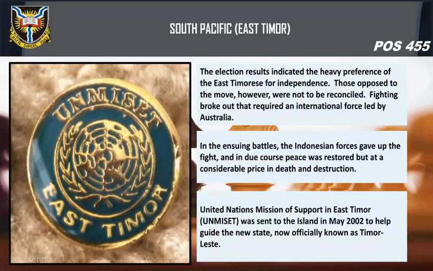The election results indicated the heavy preference of the East Timorese for independence. Those opposed to the move, however, were not to be reconciled. Fighting broke out that required an international force led by Australia. In the ensuing battles, the Indonesian forces gave up the fight, and in due course, peace was restored, but at a considerable price in death and destruction.